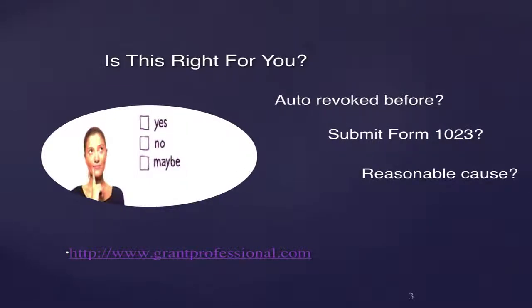How do you know which process is right for you in filing for your reinstatement? The streamlined retroactive reinstatement process is right for you if the organization has not previously had its tax-exempt status automatically revoked, if the organization will complete and submit Form 1023, and if the organization establishes reasonable cause for its failure to file a required annual return for all 3 consecutive years in which it failed to file. We will discuss this more in the webinar.